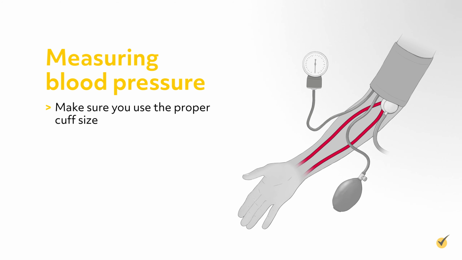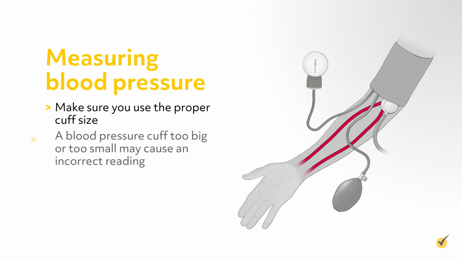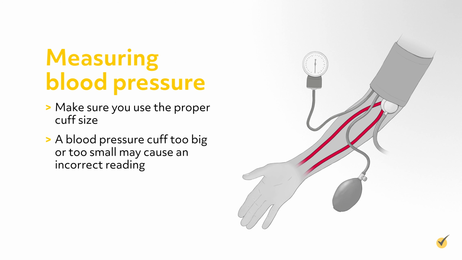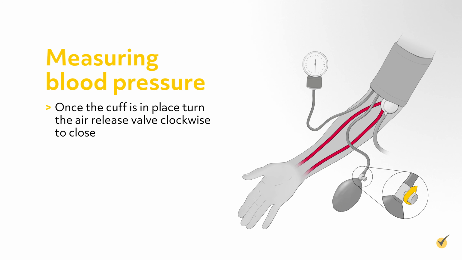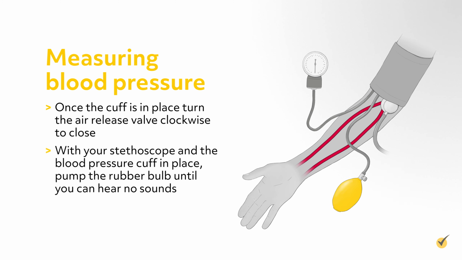Make sure you use the proper cuff size. A blood pressure cuff too big or too small may cause an incorrect reading. Once the cuff is in place, turn the air release valve clockwise to close. With your stethoscope and the blood pressure cuff in place, pump the rubber bulb until you hear no sounds.